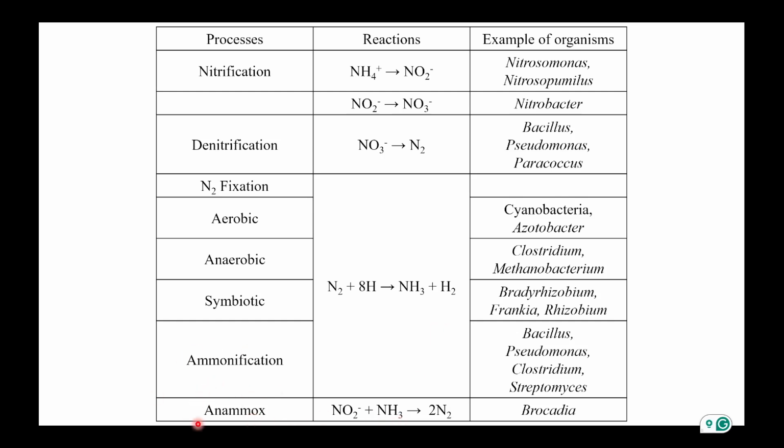And then there is another class of bacteria that can directly convert ammonia and nitrite into nitrogen. It is similar to the denitrification process where nitrates were converted into nitrogen. Before nitrates, what do we have? Nitrite and ammonia. Nitrite and ammonia can be converted into nitrogen, and that process is called anammox. The bacterium that does it is Brocadia. I hope all these processes are clear now.